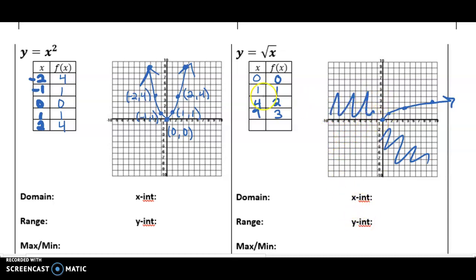All right. Again, super, super important that we know the key points for this function: at our origin, at (1, 1), at (4, 2), at (9, 3). Because again, these are going to be the key points that we are graphing when we're doing transformations.